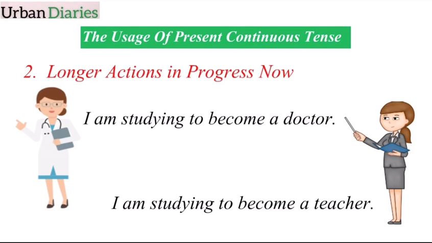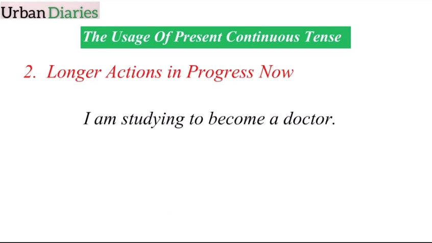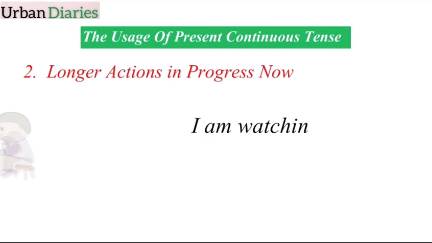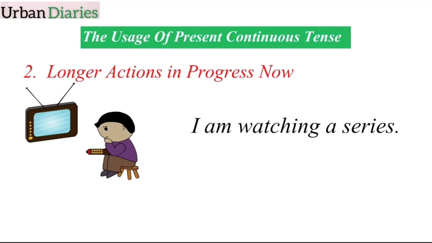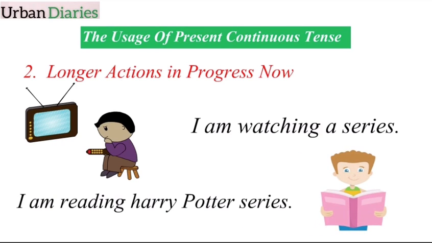So any longer action which is in progress and we are working for our future, we can use present continuous tense in that. Let's see one more example for that. I'm watching a series. So basically a series has a lot of episodes in that, right? So if I say I'm watching a series, that doesn't mean I'm watching it right now. That means I'm watching it nowadays. Likewise, I'm reading the Harry Potter series. As we all know, it's a series of so many books, so it's a longer action that is in progress. So if I say I'm reading it, I mean to say I'm reading it nowadays. That doesn't mean I'm reading it right now. I hope this point is clear now.